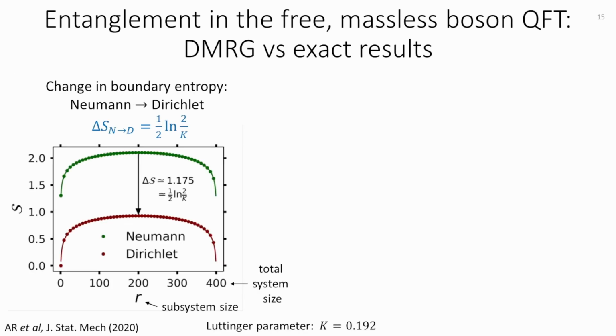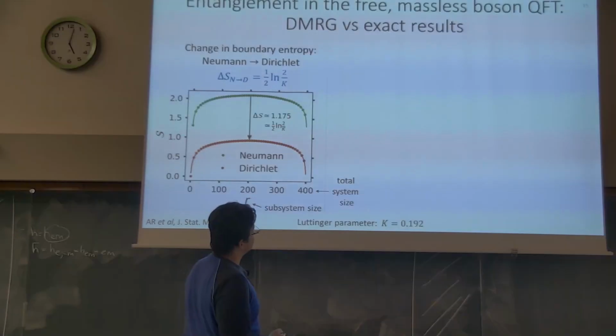These are some numerical results for the circuit. So we computed the entanglement entropies for different bipartitionings of the system for Neumann and Dirichlet boundary conditions. You see that as you apply the Dirichlet boundary condition, the entropy goes down. This is the g flow, if you want. And the amount by which it goes down is pretty much what we predict analytically.